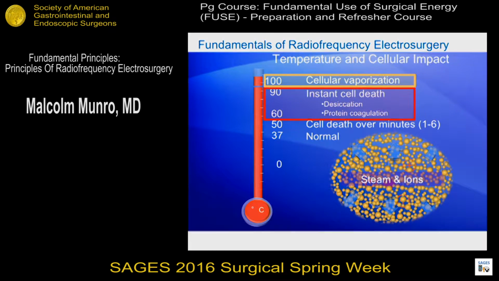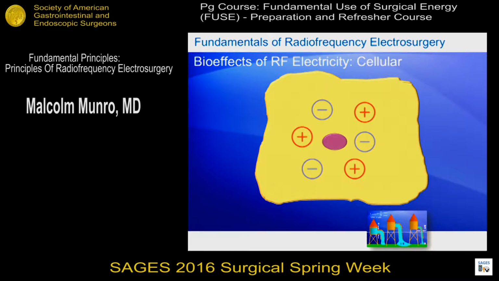If we rapidly get our cellular temperature up to 100 degrees, we will have a liquid-gas conversion. And of course, when we get a gas conversion, our volume goes up and we'll get cellular vaporization. And that's what you use for cutting. So let's look at it in a cartoon.